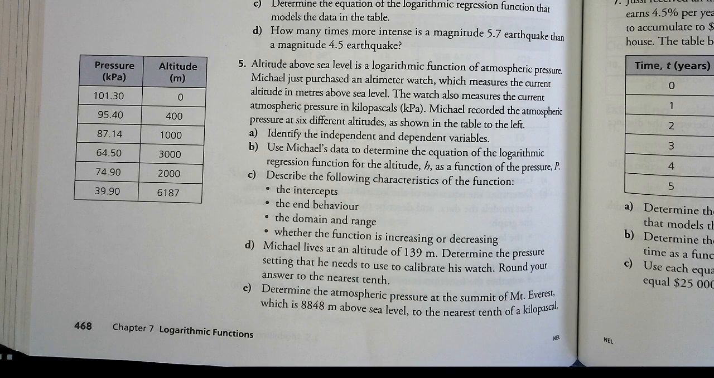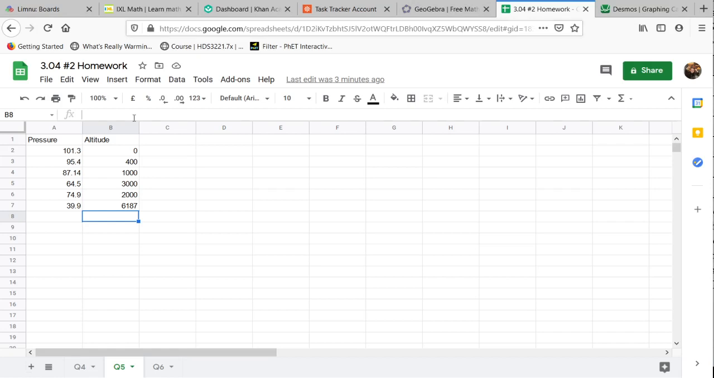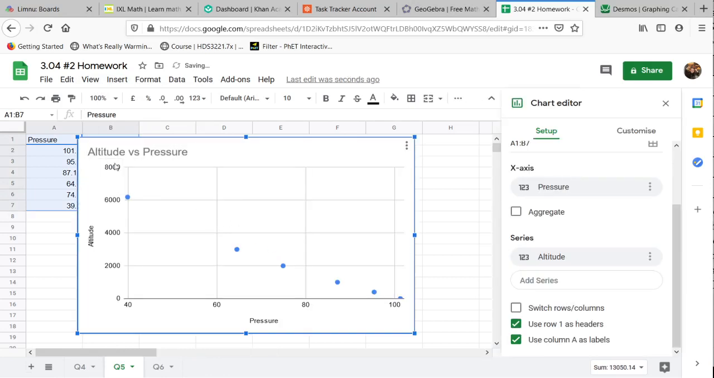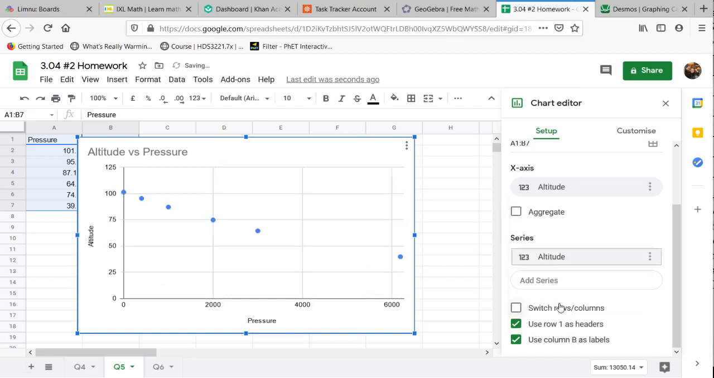We want to find that regression. So for that, we are going to plot the data. And when we insert the chart, we see that this doesn't seem to be working correctly. But again, we need to move our altitude to the x and our pressure to the y.